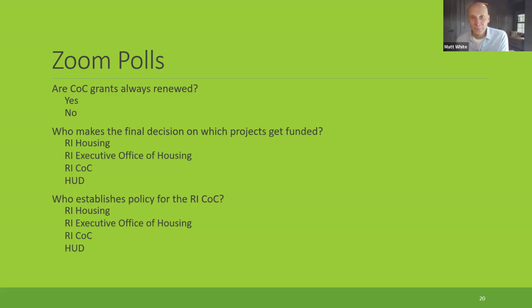And then the third question, who establishes policy for the Rhode Island continuum of care? Policy that involves who we can serve, requirements, how these projects are going to operate. The governing entity that takes the federal requirements and then operationalizes them in terms of policy. Who's the entity that's doing that?